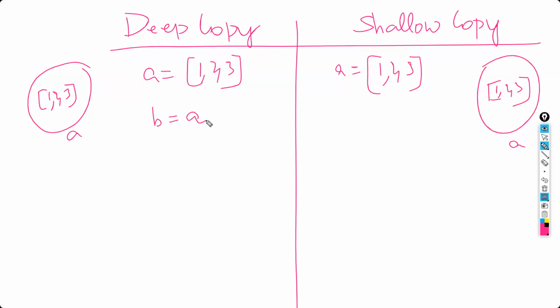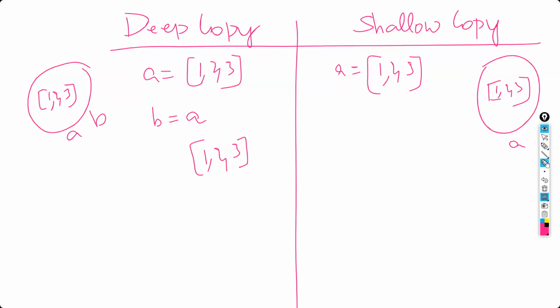What is the meaning of B is equal to A? It means the right side part will be executed first. What is the right side part? A. What is inside A? List of 1, 2, 3. So it is going to take the same values 1, 2, 3, and it will store them to B with the same object. It means for the same object, one more name was given. When you are writing B is equal to A, both are indicating the same object.